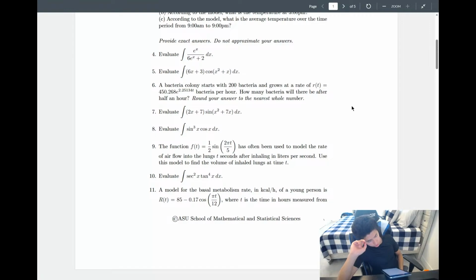So if I let u be, let's say 6x plus 3, then du would be 6. Yeah, no, I don't think that would work well. If we let u be x squared plus x, then du would be 2x plus 1. Oh, there you go.